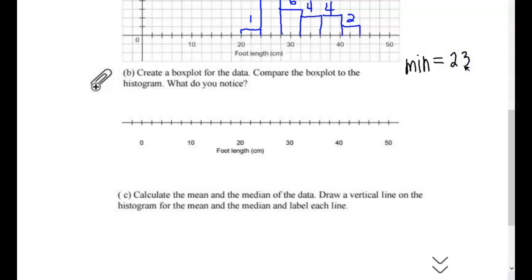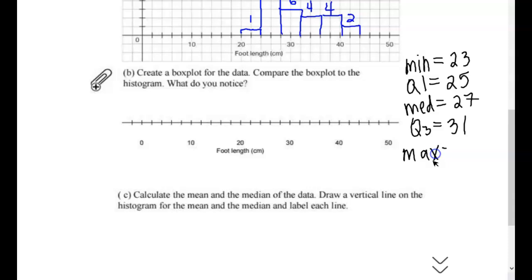Good. 23 is the minimum. What's Q1? 25. Yeah. Okay, good. Median? 27, good. Q3 is 31. What was max? 40, good job. Alright, do you feel confident that you have all these 5 numbers, you can sketch your box plot later? Yes? So this would be your minimum, it'll go up to your Q1, then your median, then your Q3, and then your max. Yes? Yeah, that's the right number.